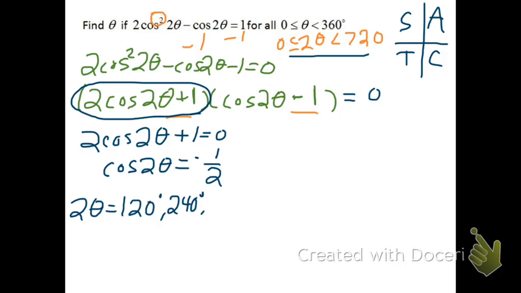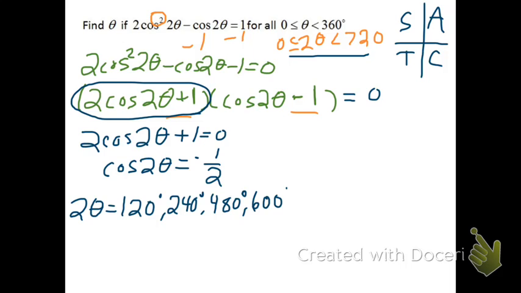And we could also find angles coterminal, because 2 theta could be in between 0 and 720. So I'm going to add 360 to 120, and I get 480. Nope, 480. That was right the first time. And add 360 to 240 and get 600. Alright, let's go look at the other equation now.